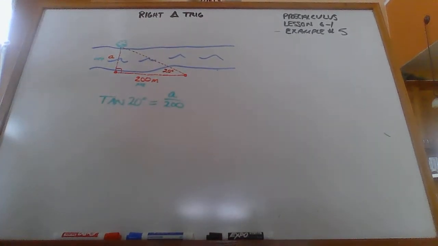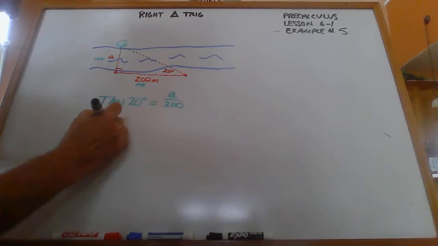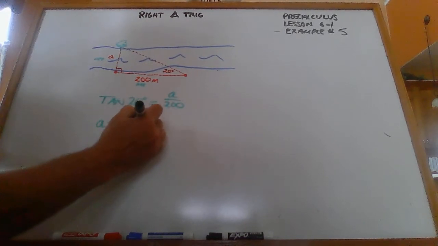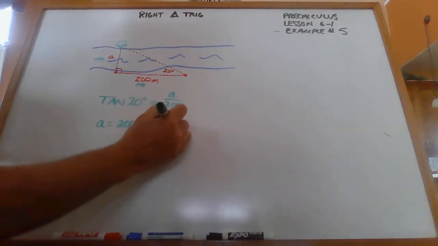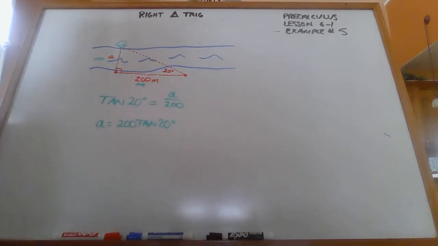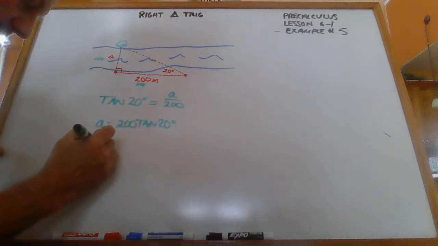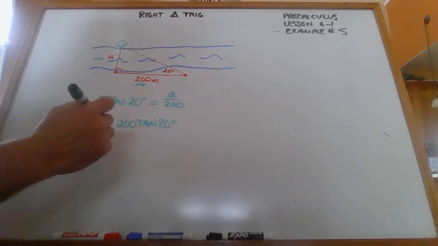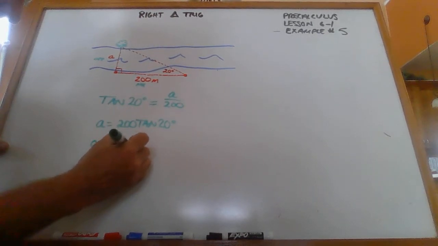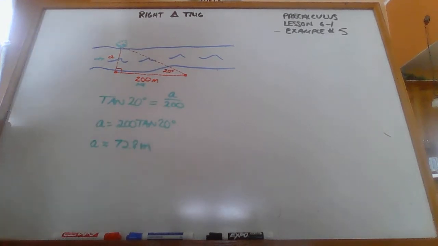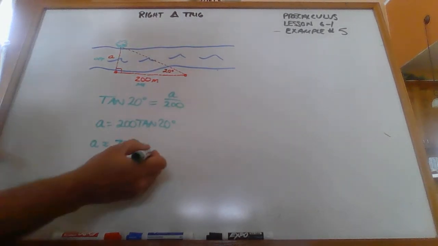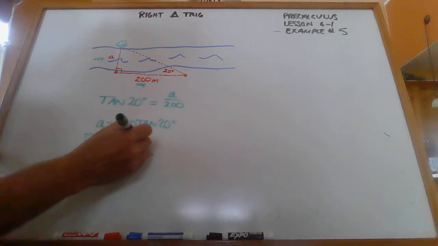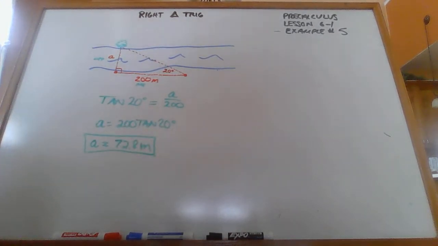Now you got your problem set up. Use a little bit of algebra. Multiply both sides by 200. And then you get out your handy-dandy TI-84 Plus C Silver Edition graphing calculator. And you calculate that, and it comes out to be 72.8 meters approximately. So he knows the width of the river, never had to get wet, never had to cross the river, didn't have to deal with raging waters. Piece of cake.